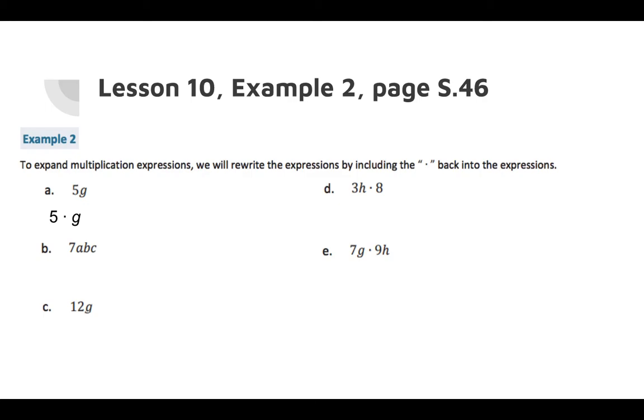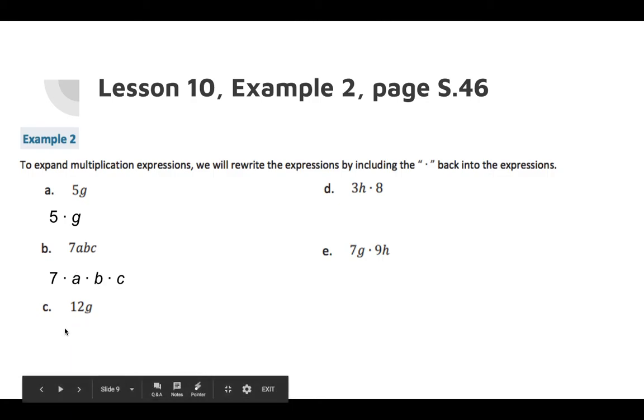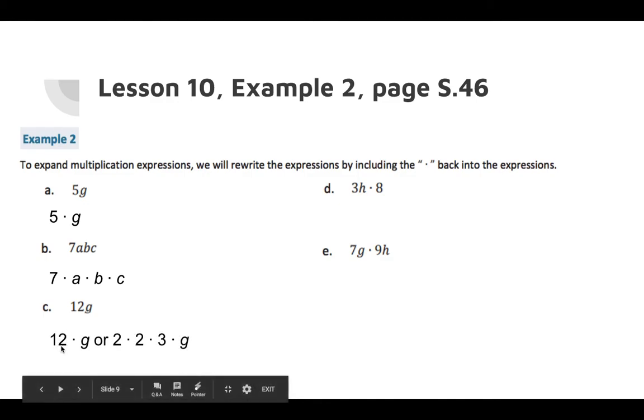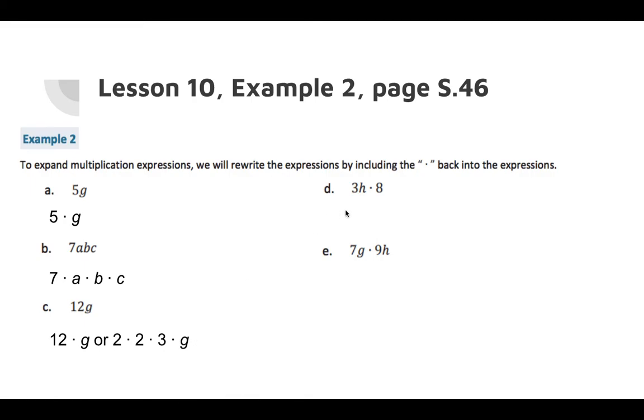answers, just resume it. So, 7ABC can be written as 7 times A times B times C. C, 12G, can be written as 12 times G, or if you want to expand it even further, it can be 2 times 2 times 3 times G. Letter D, 3H times 8. Okay, that can be 3 times H times 8.